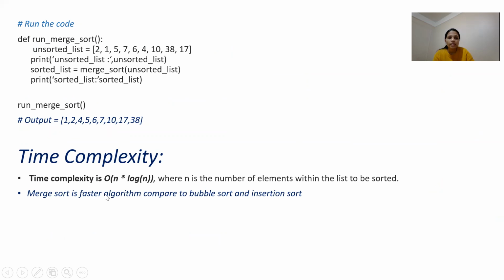And the time complexity is n log n. The reason for n log n is because each time the whole list is divided into 2 halves. So you keep on dividing into 2 halves, and it reduces the overall runtime for this algorithm. So it is n log n. And merge sort is much faster compared to bubble sort and insertion sort.